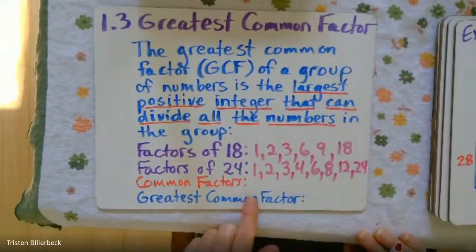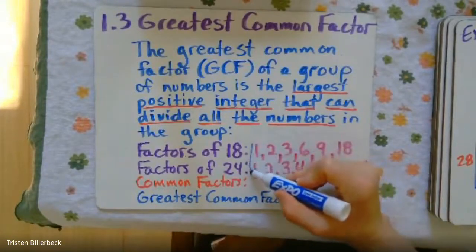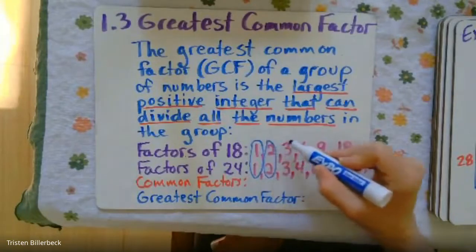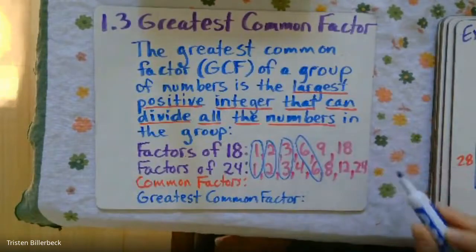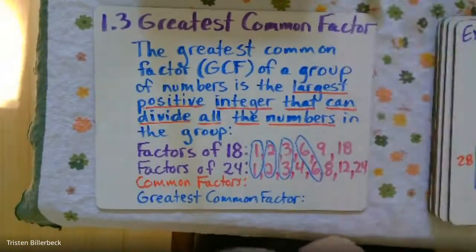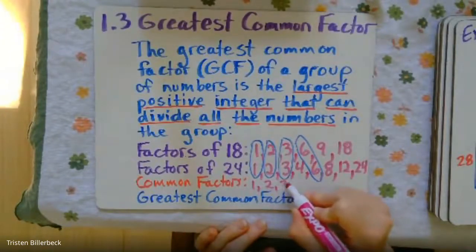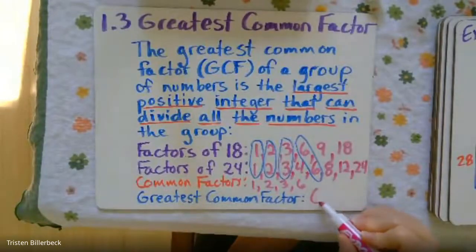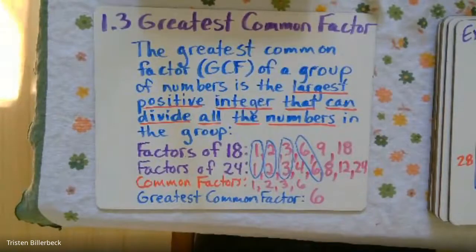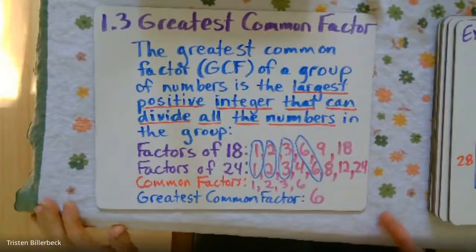So our common factors, let's circle those. We have 1, we have 2, we have 3, and we have 6, and that's it. So our common factors are 1, 2, 3, and 6, but the greatest common factor is 6. All right, so that's how we can find the greatest common factor.